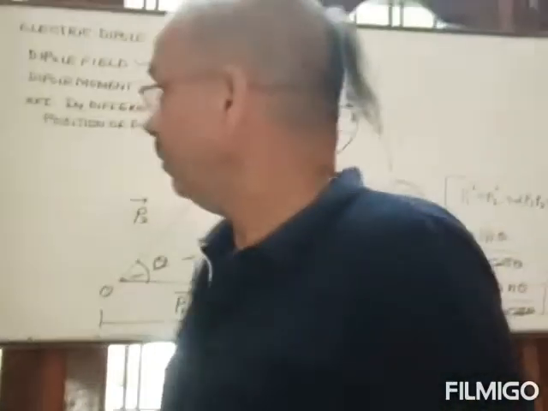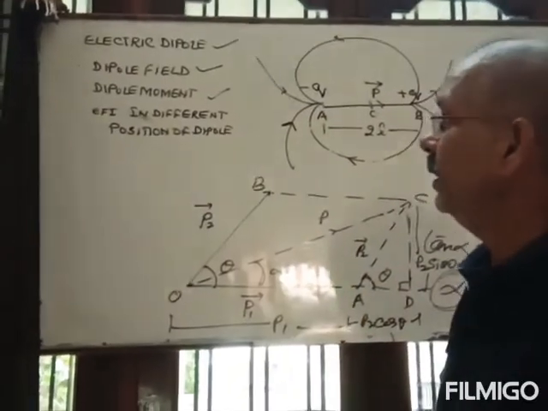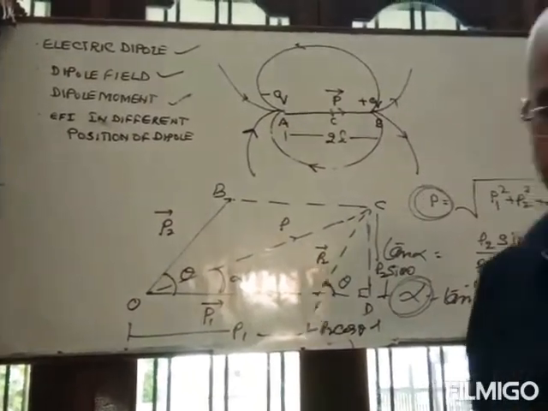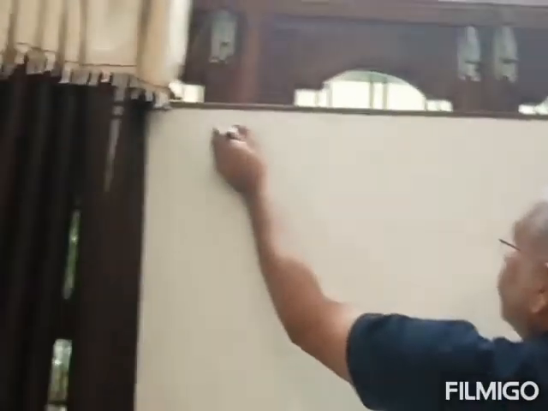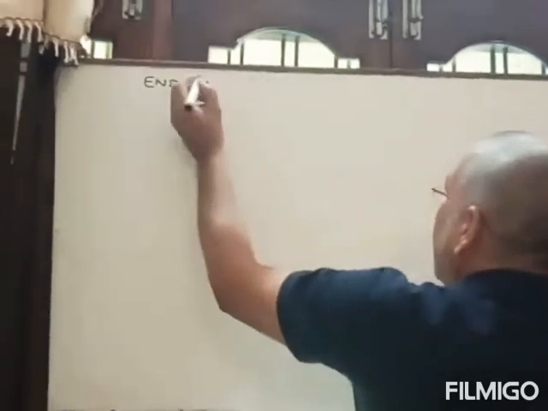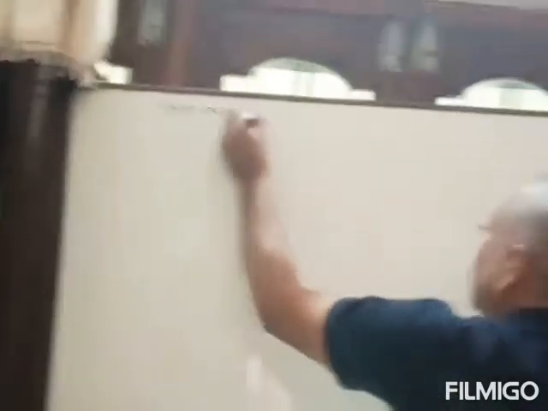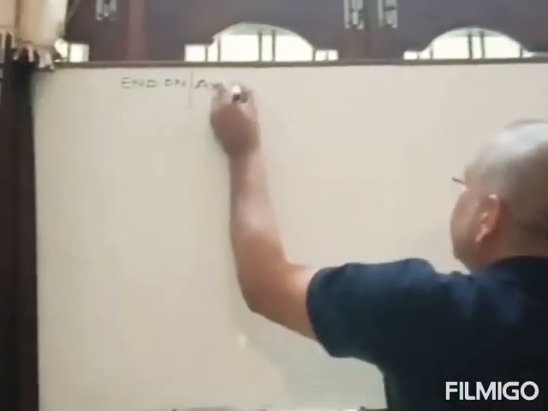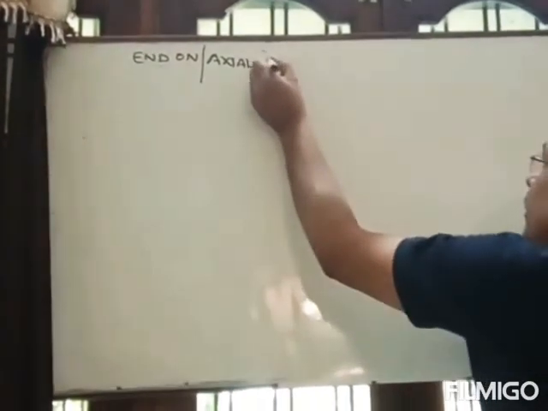Okay, now electric field intensity in different positions of a dipole. On position, end on, it is also called the axial position of the dipole.